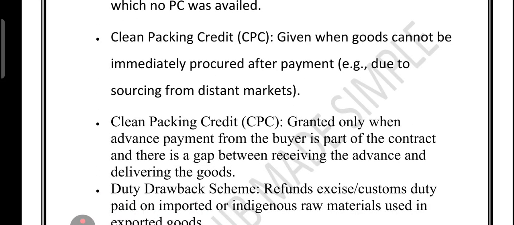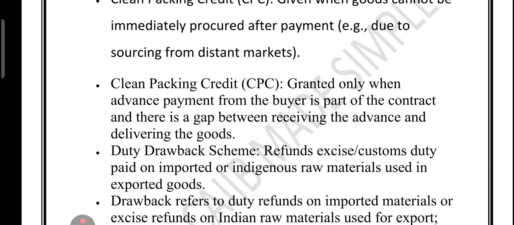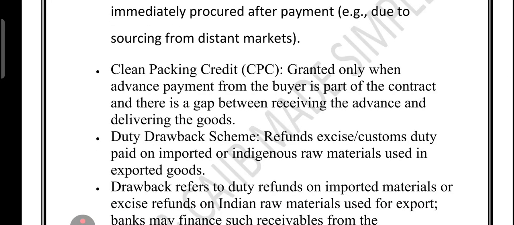So basically, if you are into export or planning to get into it, then you must have heard names like packing credit, duty drawback, ITC codes. Let's break this down in super simple language. CPC, you can think of it like a short-term loan to help you get goods ready for export. But here is the twist. CPC is given only if your foreign buyer has already sent you some advance money and there is a gap between receiving that money and actually shipping the goods. Yes, only then CPC will be given.